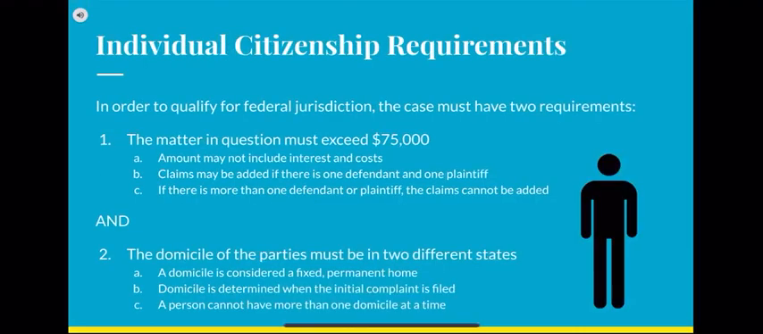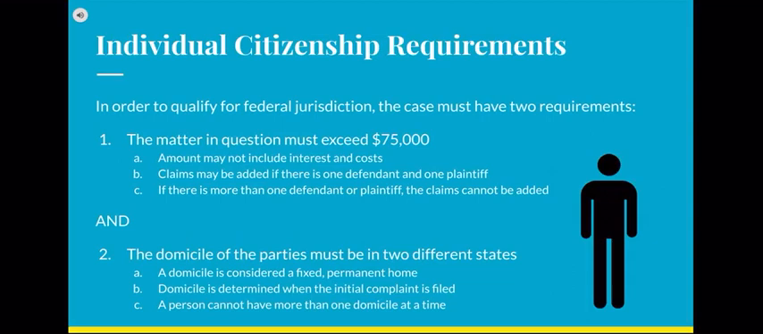So if a case does not automatically fall under a federal jurisdiction, then the only other way for it to be heard in federal court is through diversity of citizenship. There are two requirements to diversity of citizenship. The first is that the matter in question must exceed $75,000. So the amount may not include interest and costs.